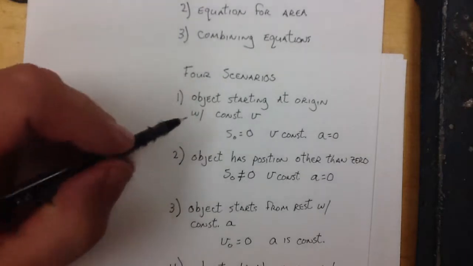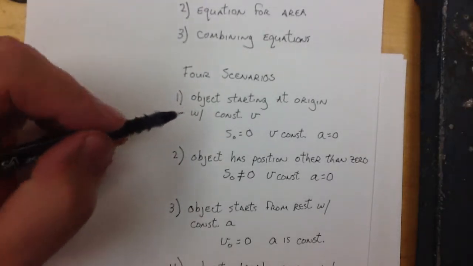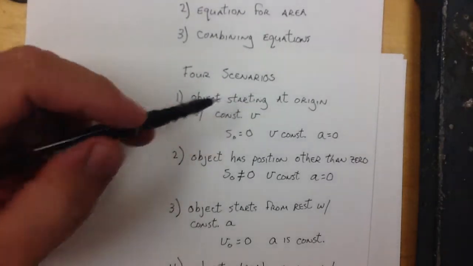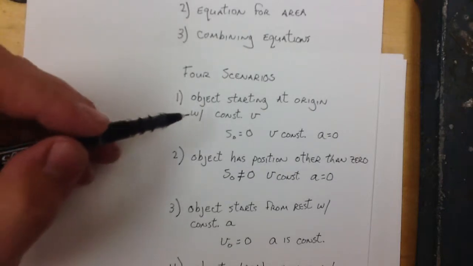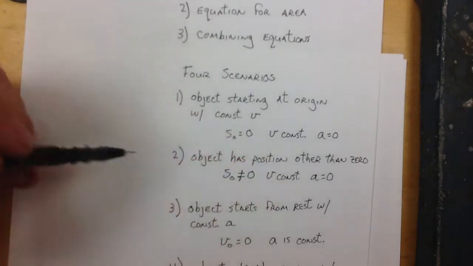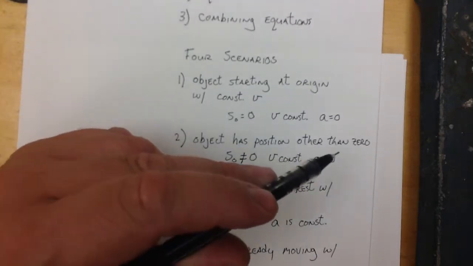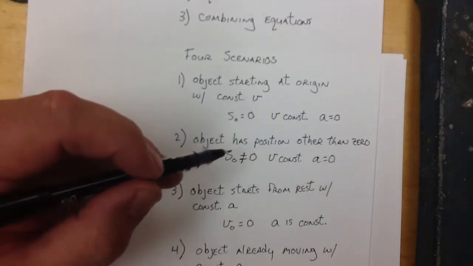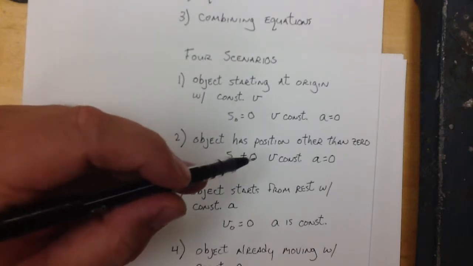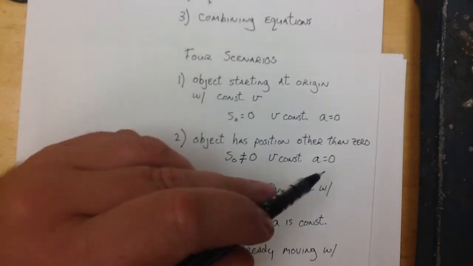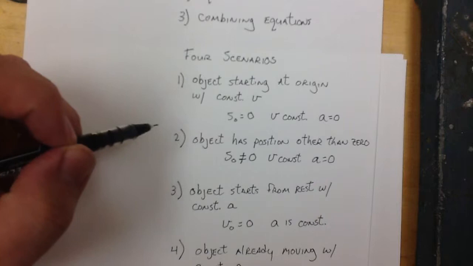There are 4 scenarios that we want to cover today to develop the first 4 columns of the equations of motion chart. The first is the simplest case scenario: an object starting at the origin with constant velocity and 0 acceleration. Then we'll allow the object to start at a position other than 0, so its initial position is not 0. It still has a constant velocity and 0 acceleration.